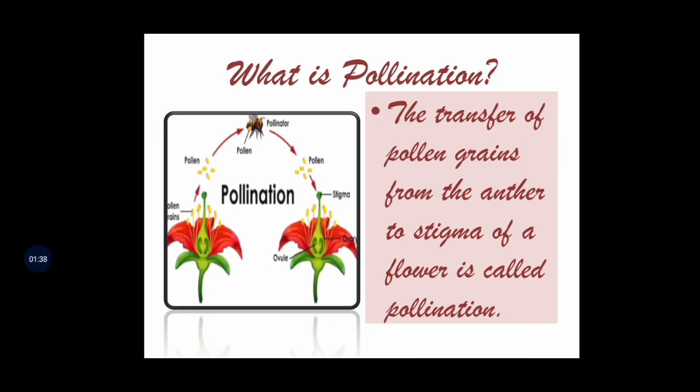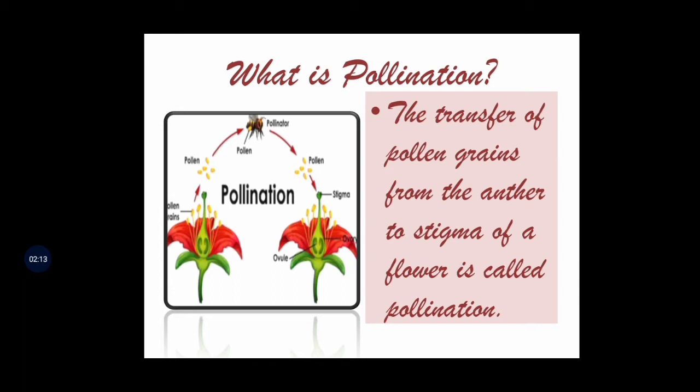Dear students, at first we have understood what pollination is. So, what is pollination? The transfer of pollen grains from the anther to stigma of a flower is called pollination. Pollination is the first important event in the development of fruits and seeds. Pollination is followed by fertilization.